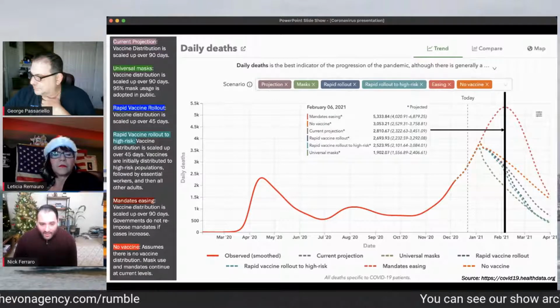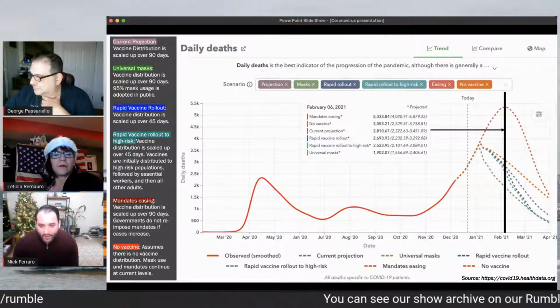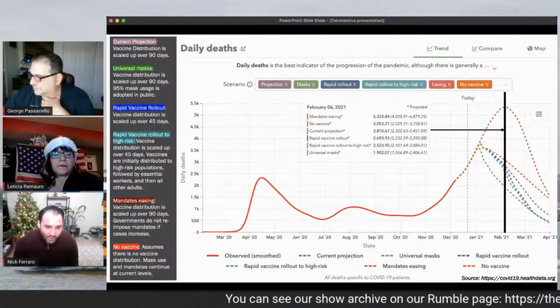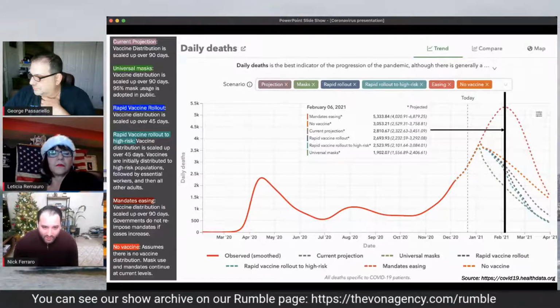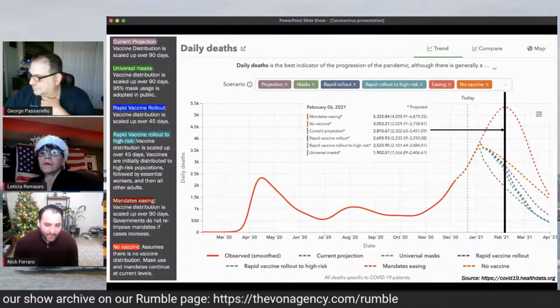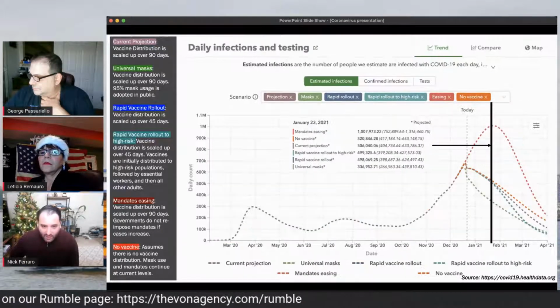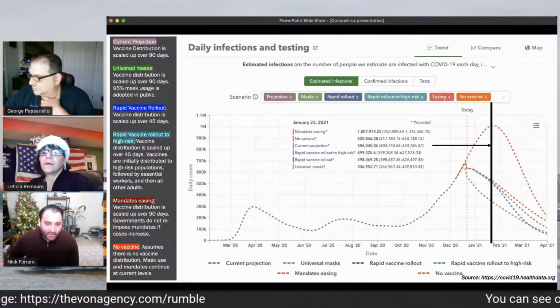So, again, these are all projections. But obviously they show that with the vaccine, with wearing masks, social distancing, and adhering to the guidelines, we could see a lot less death, and we'll see a lot less infections, right?